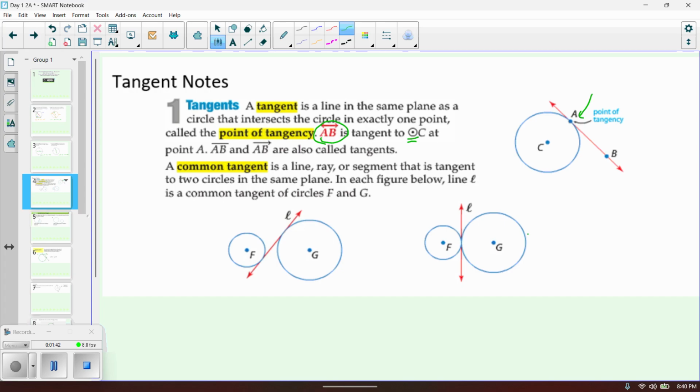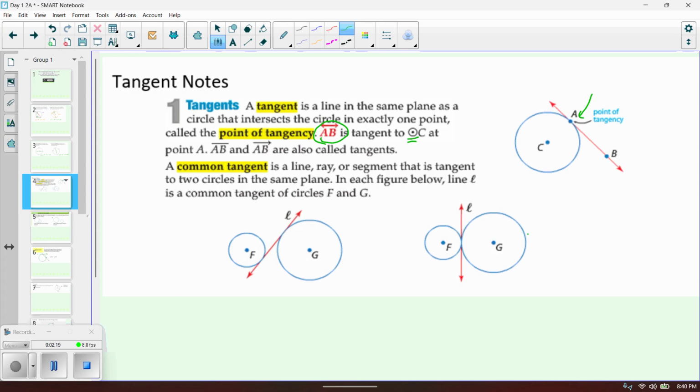So in each one of the figures below, line L, and you can see they're both labeled with a lowercase l, is a common tangent of the circles F and G. And there are different ways that this can happen, which is why there's two diagrams. If you see the first diagram, the one on the left, the circles are separated. And that's important because it means that you can actually have more than just what you see there for line L. Line L is a tangent line which is common to both of them.